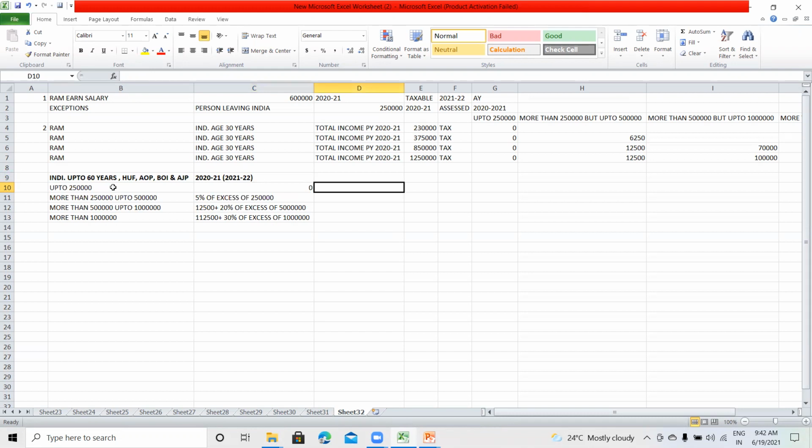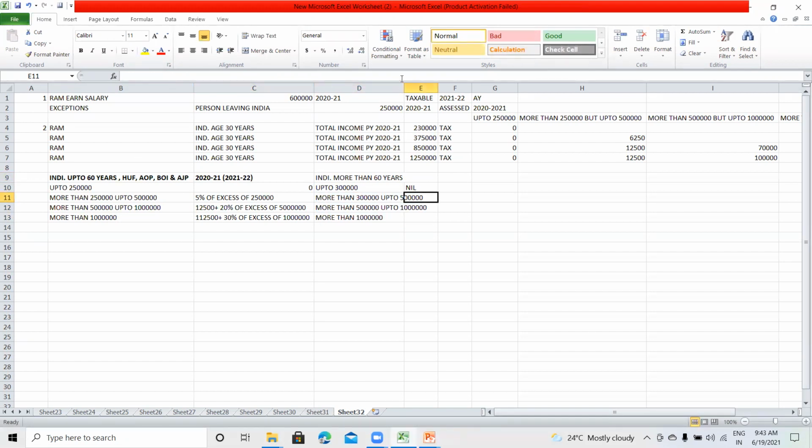If the individual is more than 60 years, then such exemption will be 3 lakh. Up to 3 lakh, it will be nil. And all others are the same. More than 3 lakh but up to 5 lakh, it will be 5%.